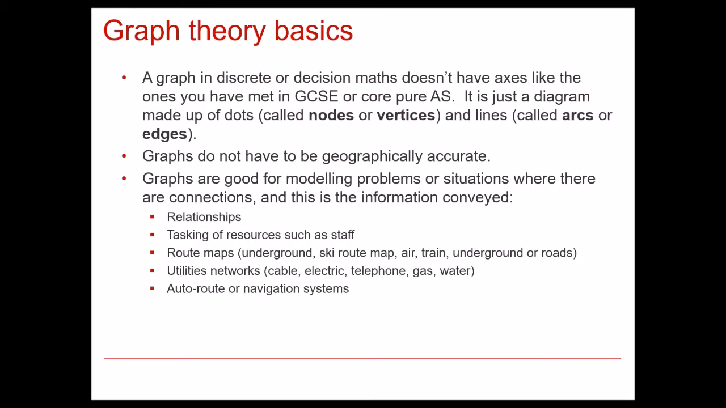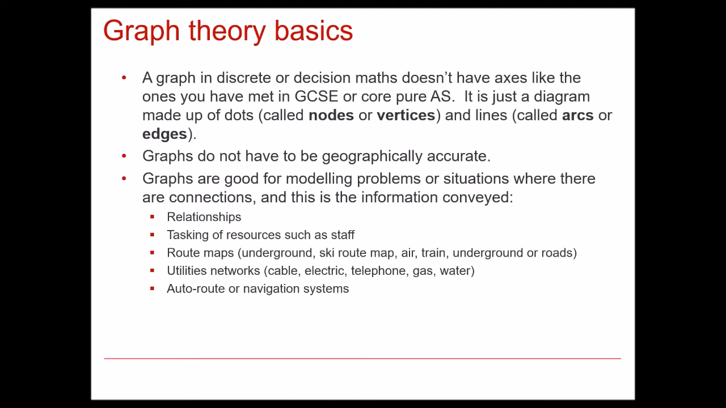Now, in decision maths, the word graph has a slightly different meaning from its meaning in pure maths. So in decision maths, it is just a diagram made up of dots, which are called either nodes or vertices, and lines, which are called either arcs or edges. And even if the graph is representing something physical or geographic, the graph does not have to be accurate or to scale in any sense.